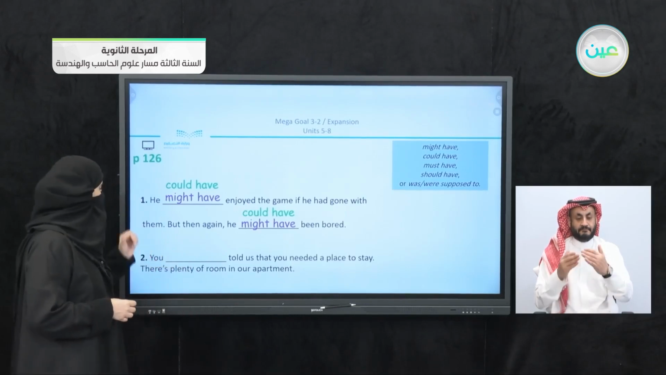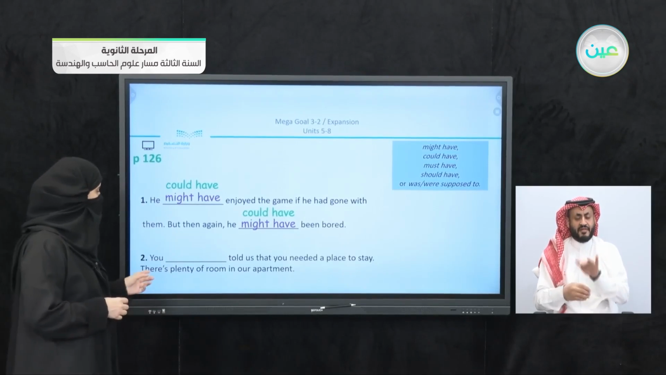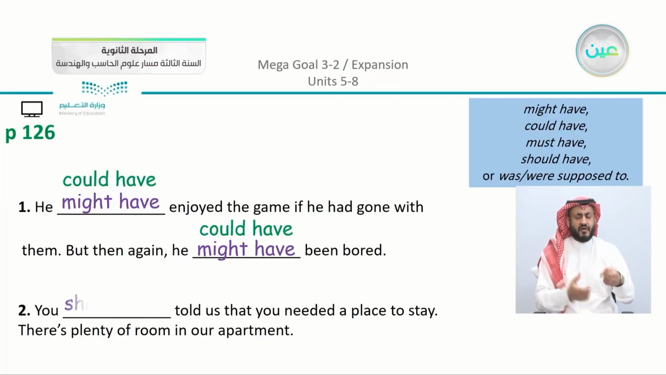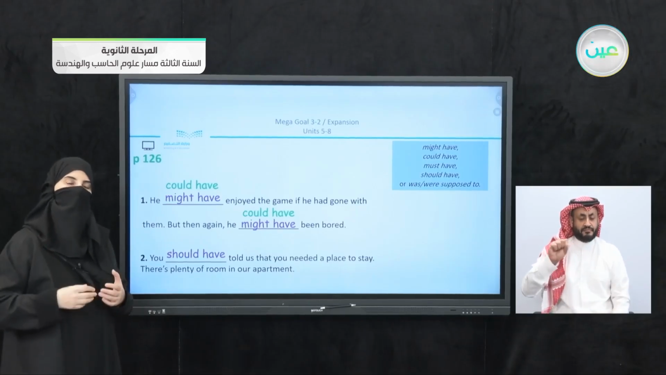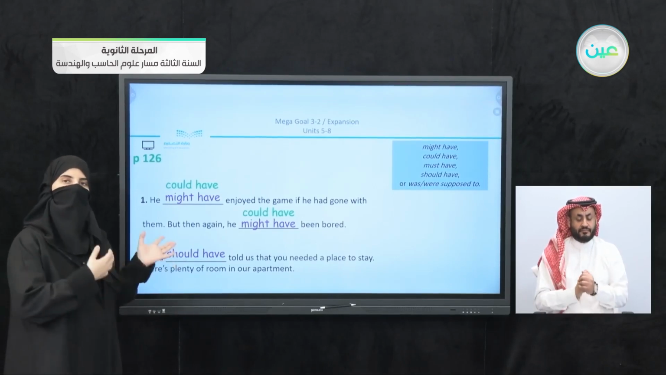Moving on to the second sentence: you, blank, told us that you needed a place to stay. There's plenty of room in our apartment. Now we have here the option, you should have told us, we have place in our apartment. So this is a very important note, that you must read the complete sentence to the very end before choosing your answer.